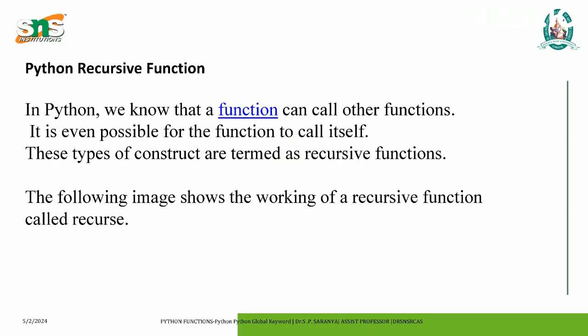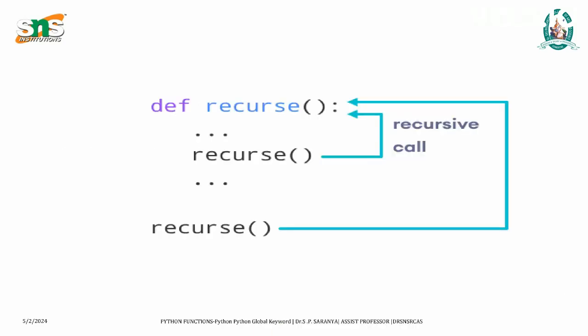In the Python language, we know that a function can call another function generally. Up to the last session, we saw functions calling other functions, for example the local, non-local and global scopes. It is even possible for a function to call itself, which is called recursive. These types of constructs are termed recursive functions. The following image shows the working of a recursive function called recurse.